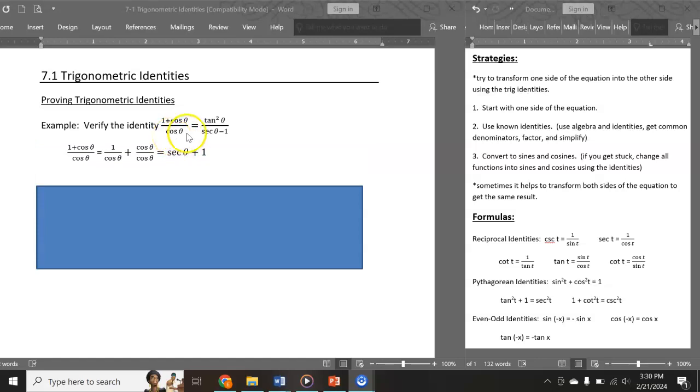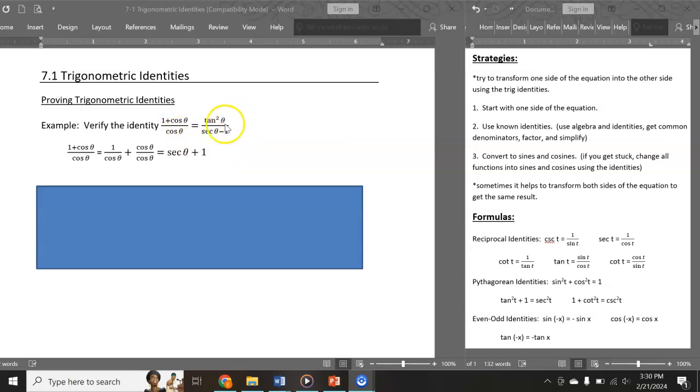I decided to start on the left side of the equation, 1 plus cosine theta over cosine theta. Now, it doesn't seem like there's a lot you can do with that, but I decided to split it into two separate fractions because it looks like the cosines can cancel out. So I did 1 over cosine plus cosine over cosine equals secant plus 1, because this is a reciprocal identity with secant, and this is equal to 1. And that's about all I can do on that side of the equation.